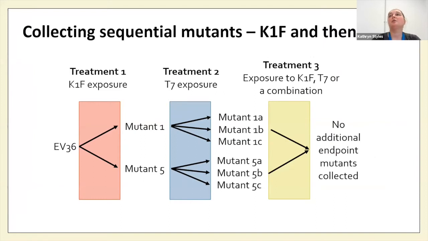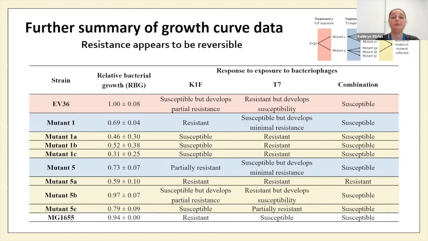So following on from this, we wanted to understand, with our mutants that have been exposed to K1F, if we then expose them to T7, what would happen to the resistances? Are any of them reversible? Would we end up going back to K1F susceptibility, or would they become resistant to both K1F and T7? So we did a number of more studies with these sequential mutants, where we exposed them first to K1F, selected the isolates mutant 1 and 5, and then exposed them freshly to T7, and then collected further isolates from these.